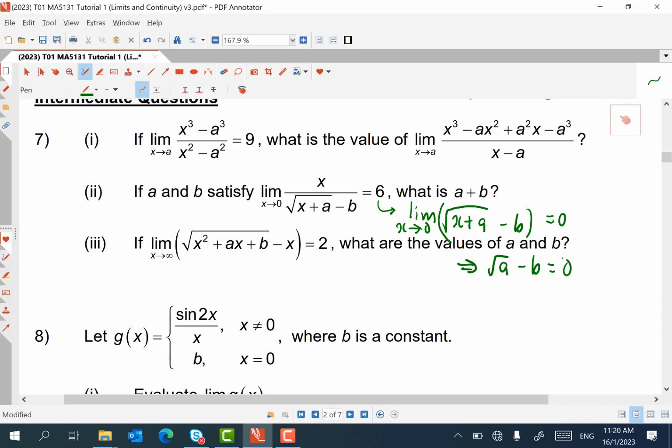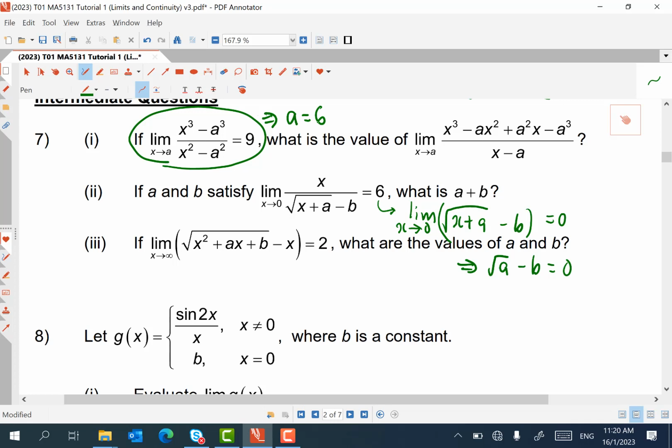So what Theophilus did was, he used the given condition to find the value of A first. From here, he managed to show that A is equal to 6.